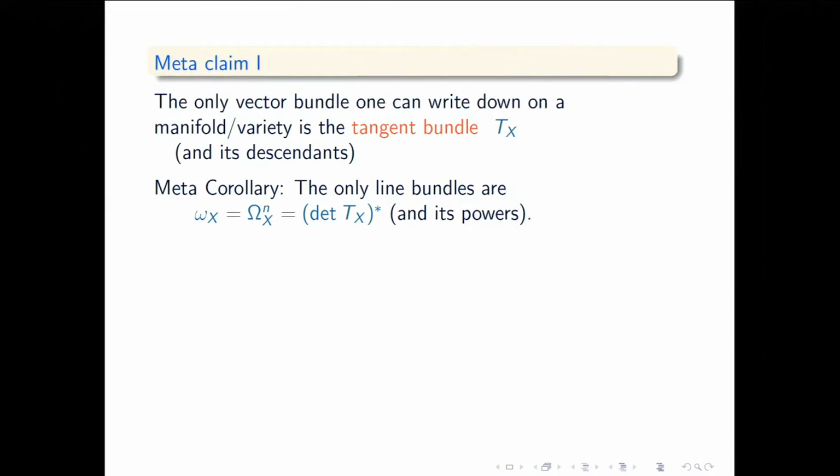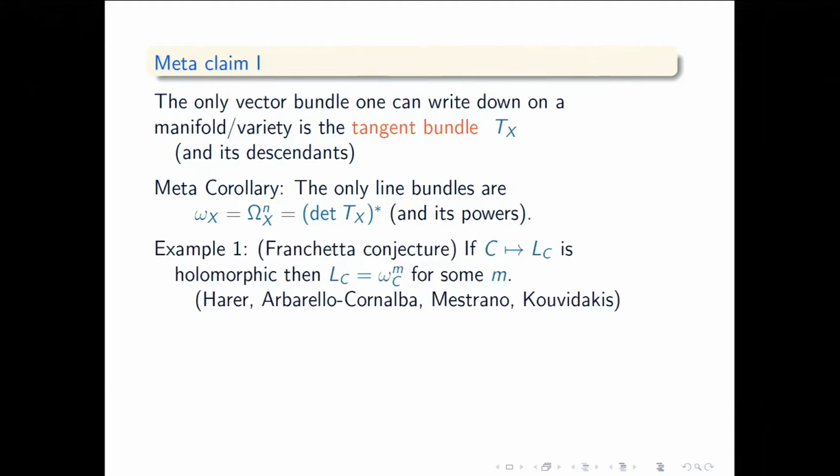So let me give you some evidence of this. Maybe the oldest one is Franchetta's conjecture. It says that, of course, if you start with some smooth projective curve, it's easy to write down lots of different line bundles. But if you vary the curve, let's assume you want to pick just one line bundle on each curve, such that if you vary the curve holomorphically, then the line bundle also varies holomorphically. The conjecture says that the only line bundle that does this is the canonical line bundle, and, of course, its powers. This was proved by several people, and I think they all gave different proofs.